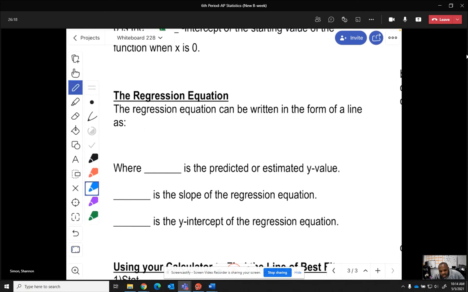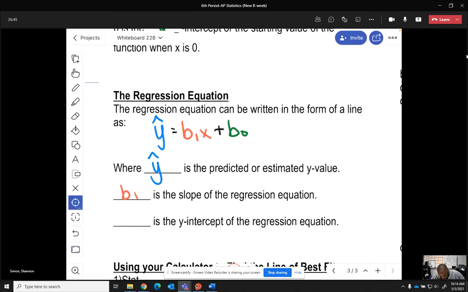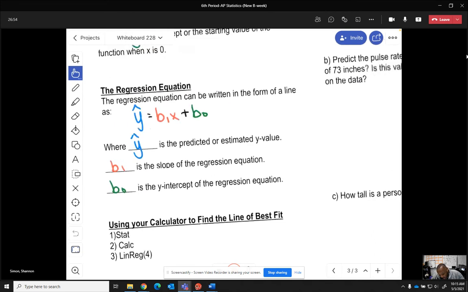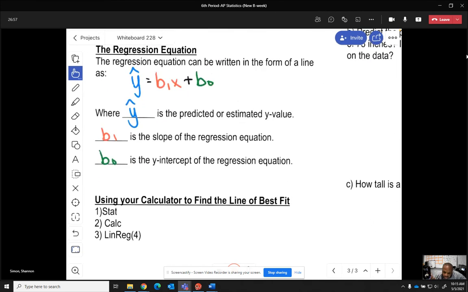So the regression equation just takes that and writes it like this. We come up with this new variable which we call y hat, and it's equal to, instead of using the letter m, b1x plus b0, where y hat is the predicted or estimated y value, and b1 is the slope of the regression line, still in front of your x. This is just like y equals mx plus b, and b0 is the starting point, or your y-intercept. And when we do our particular equations, we're going to use our calculator to find the actual linear regression, the least squares regression, or line of best fit.